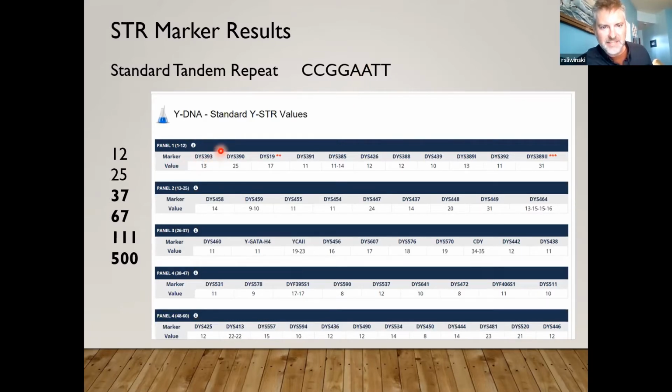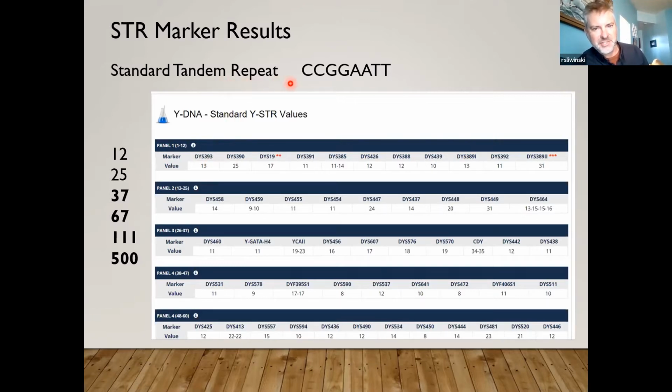So let's start out with the first one. It's DYS 393. That again is an address, like 8901 North Oketo would be the address of a location on the Y chromosome. Now, the other one I gave you was a real address. So the address that you have for that YDNA has a marker value, and that value is the standard tandem repeat.